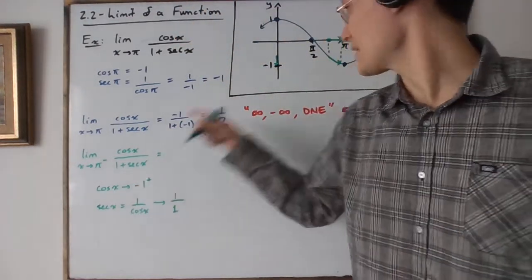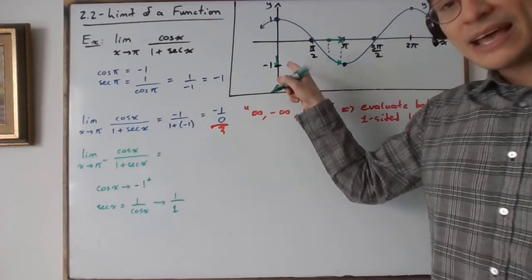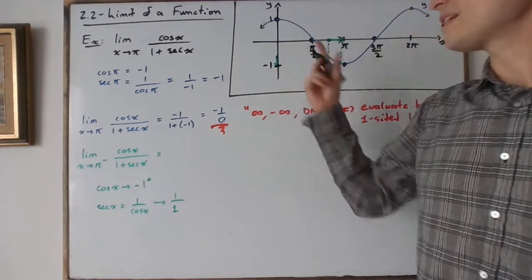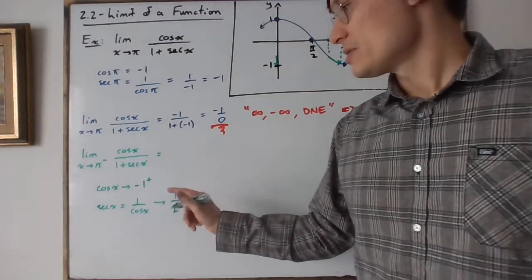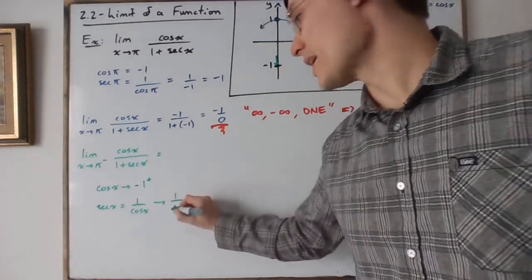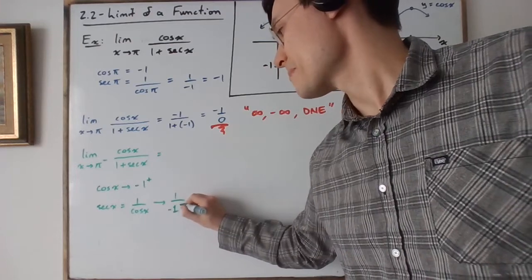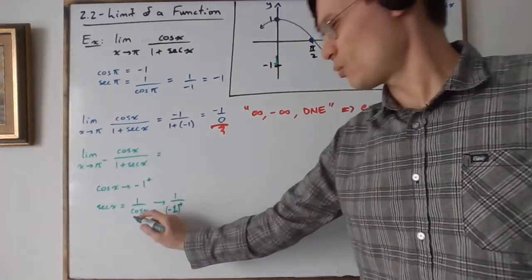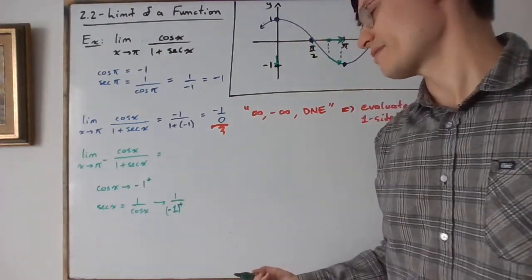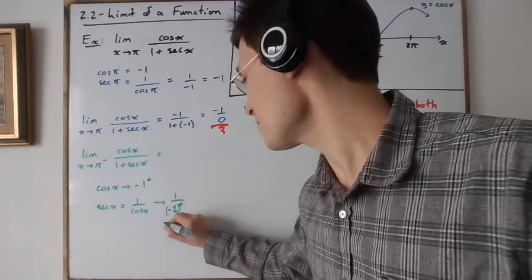So we know that cosine of x is approaching negative 1, and it's approaching negative 1 from values above negative 1. Okay, so now what about the secant? Okay, so this is where it gets tricky. It's approaching negative 1. We know that cosine is approaching negative 1 from above. So what does it mean?